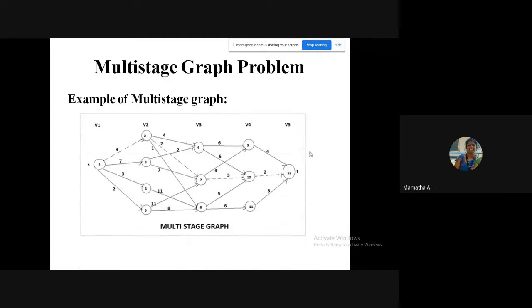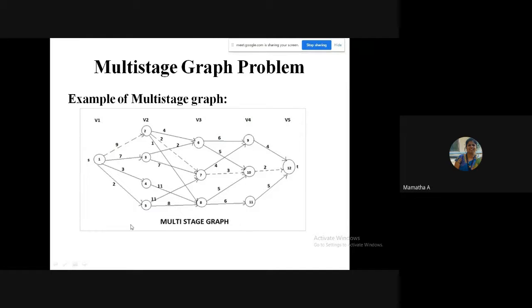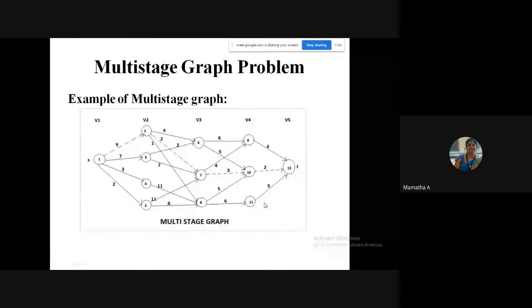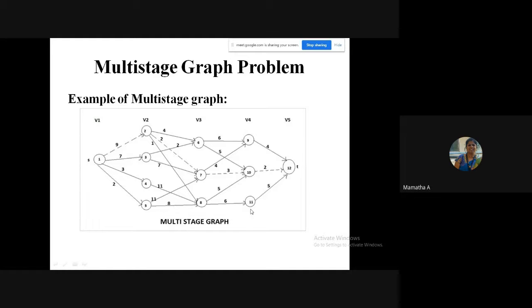You can see this graph now. It is a multi-stage graph. Just observe. How many stages do we have in this graph, students? Can anybody guess? Speak out. How many stages? Five, ma'am. Five stages. You can see this is one stage, and this is one stage, right?